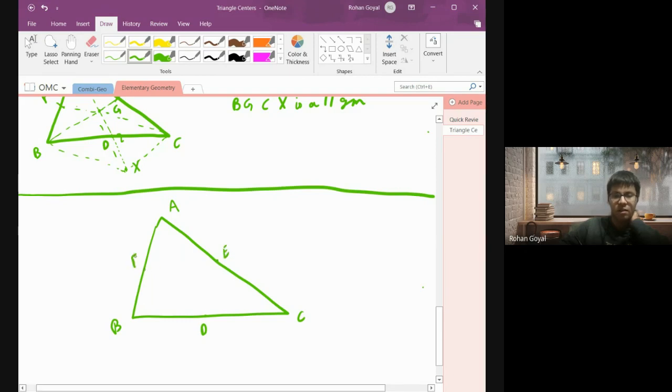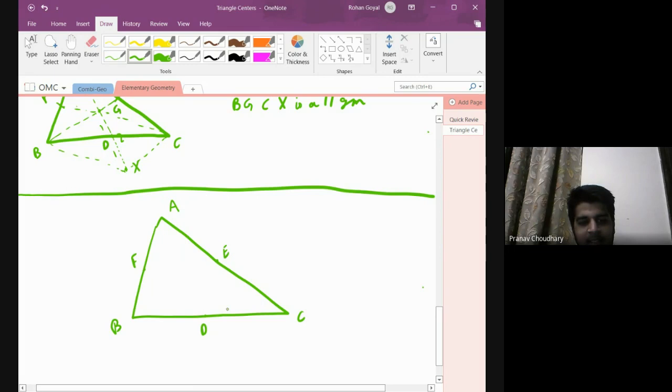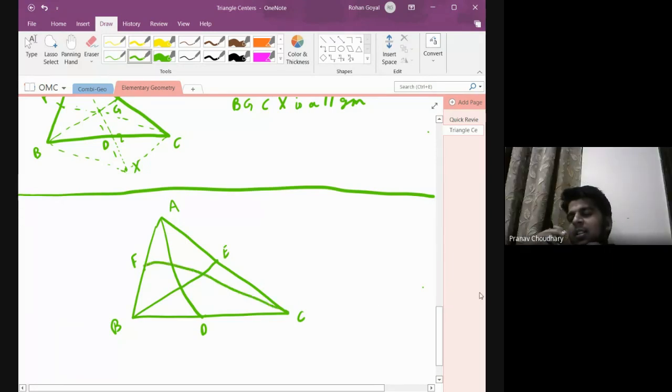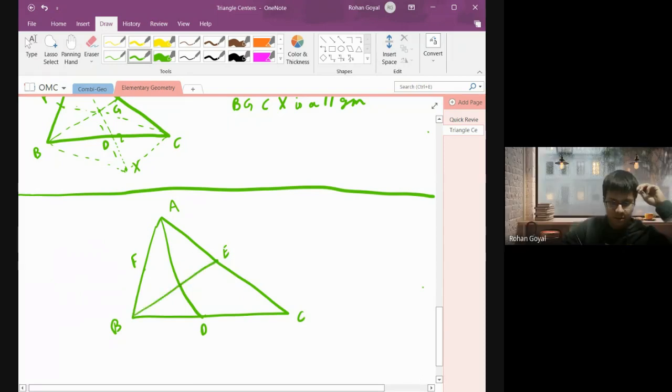Yes, DEF. Join AD, BE, CF. Define F as the intercept, like let AD cap be EBG. So define F as that. Okay. Sure, I did that.